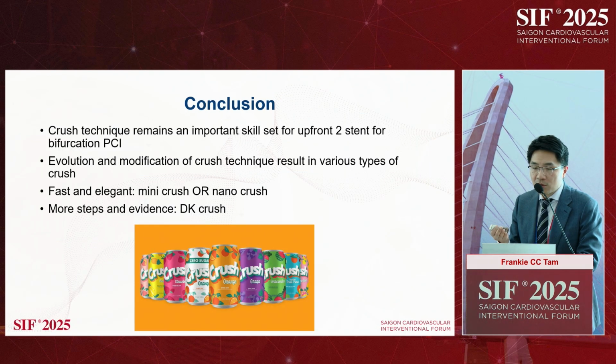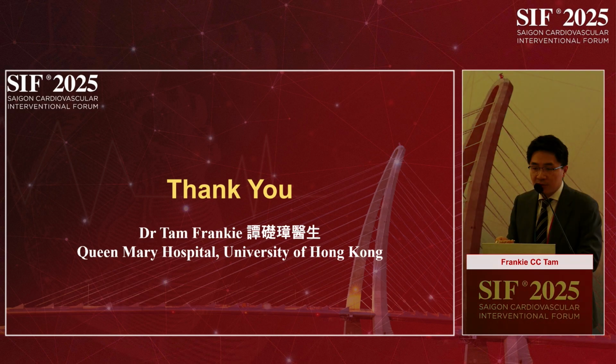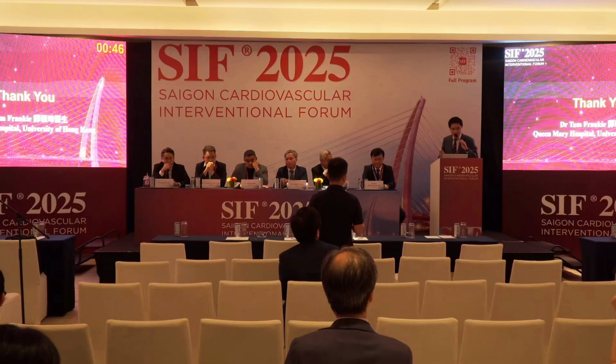Okay, so ladies and gentlemen, in conclusion, crush technique remains a very important skill set for upfront two-stent bifurcation PCI. And evolution and modification of crush technique result in various types of crush. If you want to be fast and elegant, you can do a mini crush or a nano crush. But if you are willing to do more steps, or if you want more evidence to support the two-stent strategy, then DK crush will be the technique for you to go. So that's the end of my presentation. Thank you very much.